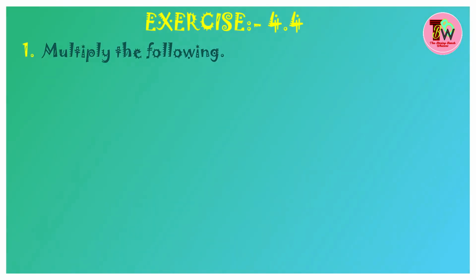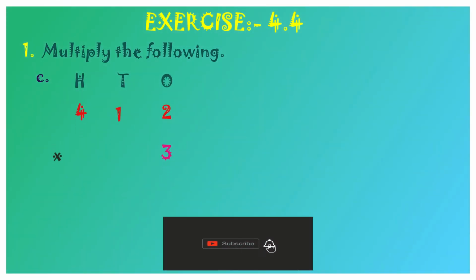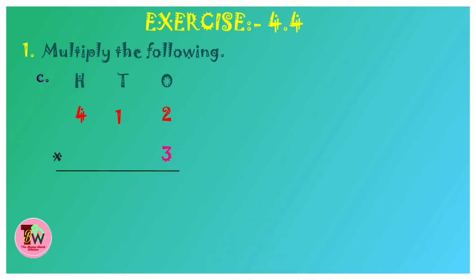Question number C. 412 is multiplied by 3. So again we have to start multiplying from the ones place value. 2 is multiplied by 3. 2 3s are 6. 6 we have to write in the ones column. 1 is written in the tens column, so 1 is multiplied by 3. Diagonally we have to multiply. 1 3s are 3. 3 we have to write in the tens column.